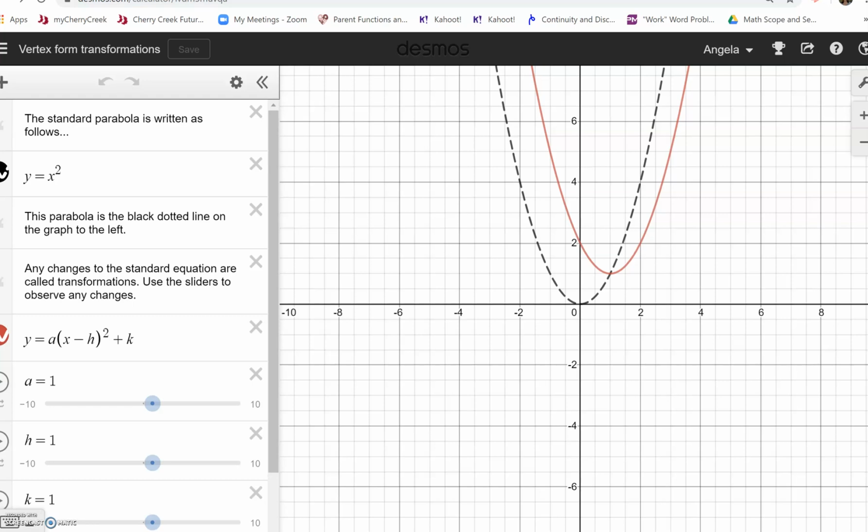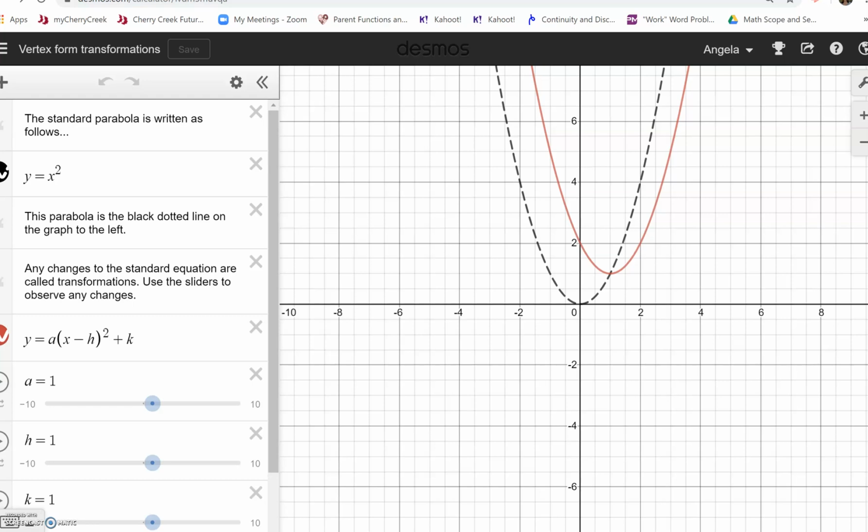What is happening over here on the left is you can see we're going to be changing the a value, the h value, and the k value. You can just play with it a little bit and see how these different values impact the transformation of your graph. Remember I talked about in our previous video that the a value is going to tell you whether it opens up or down, and also the stretch.